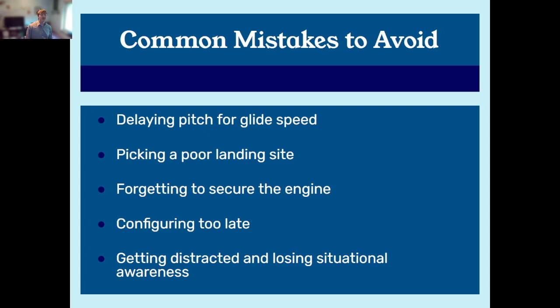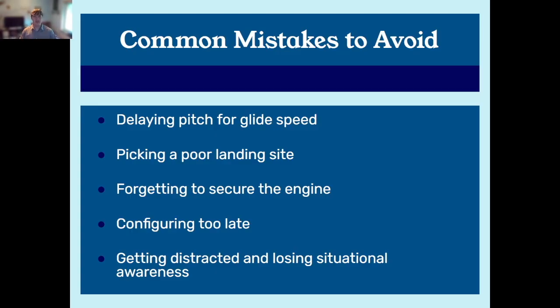The next one here is picking a poor landing site. Maybe you pick a landing site and it's a field, and then you get closer, and then you notice it's like a rice field. That's a pretty poor landing site right there because it's mainly water, and we could hydroplane very, very easily on that, or we could get our front wheel caught and flip. All right, forgetting to secure the engine. When emergency services get there, the aircraft could be a danger to them as well. So we want to make sure that we secure that engine.